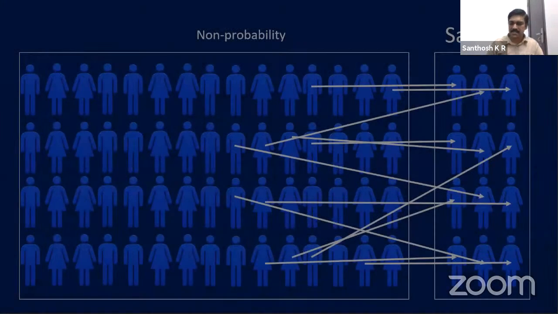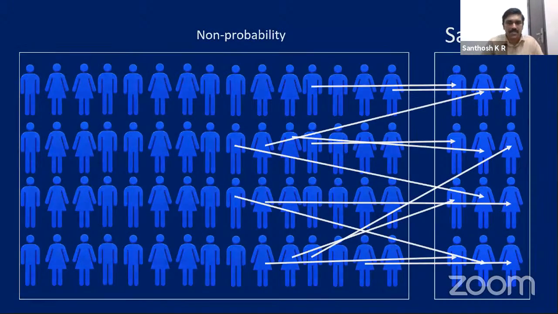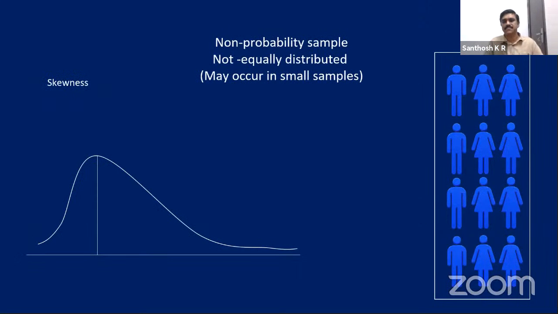the data is somewhat skewed like this. This will occur in a small sample. This is called positively skewed, if the tail of this particular one is towards the right. All these areas are covered. Please tell me if it is covered.